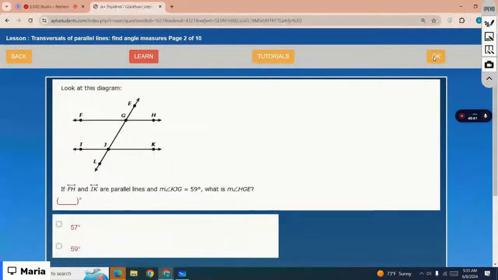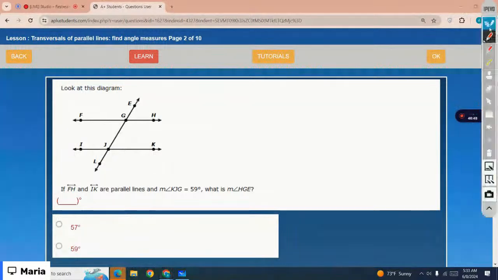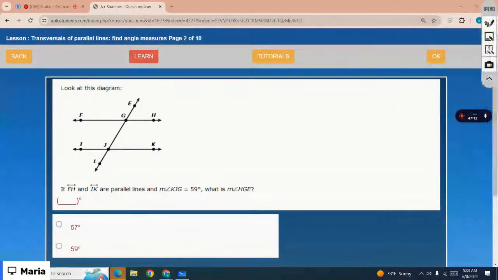Look at this diagram. If FH and IK are parallel lines, the measurement of angle KJG, here is KJG, is 59 degrees. Then what is the measurement of angle AGE? You have to find the angle of AGE. They are the corresponding angles, right? So they measure the same, so AGE must be 59 degrees. The correct option is option number 2, 59 degrees.